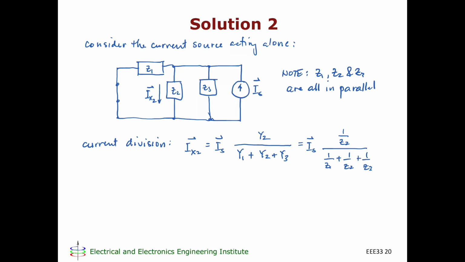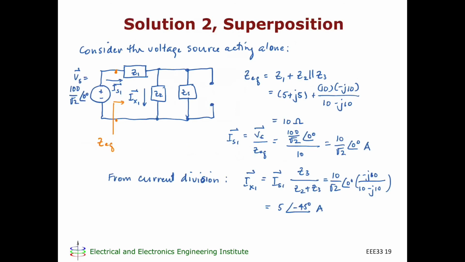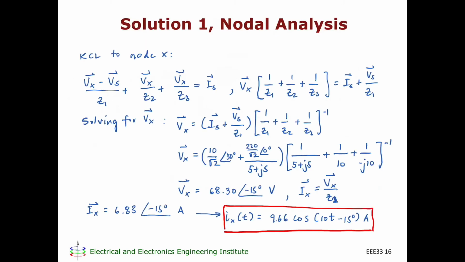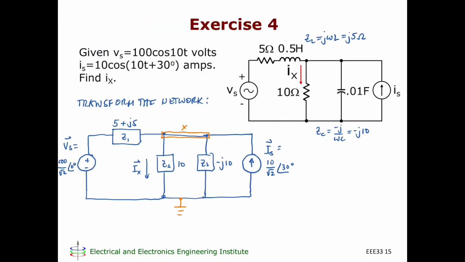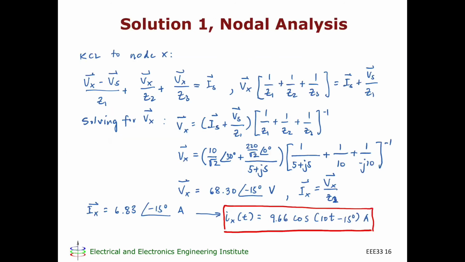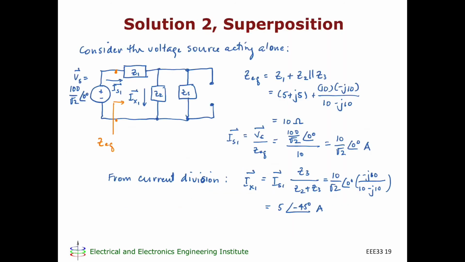Okay. So what is I_s? Let's go back. I_s is 10 over square root of 2 at an angle 30 degrees.